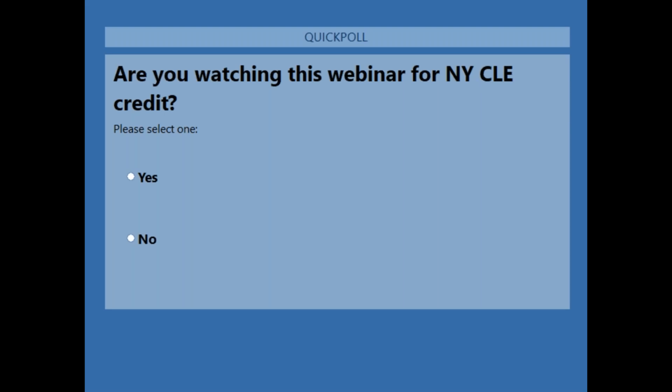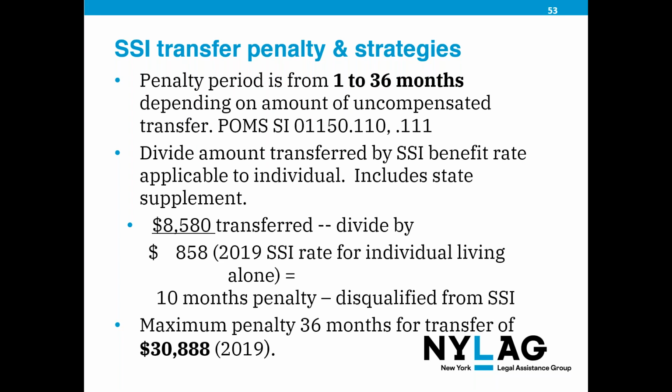Now, if you transferred $31,000, then your SSI would be cut off for 36 months. If you transferred $100,000, SSI would be cut off for 36 months. After 36 months, you could reapply for SSI because when they do the look back, the transfer was more than 36 months ago. So for all intents and purposes, the maximum penalty is 36 months.